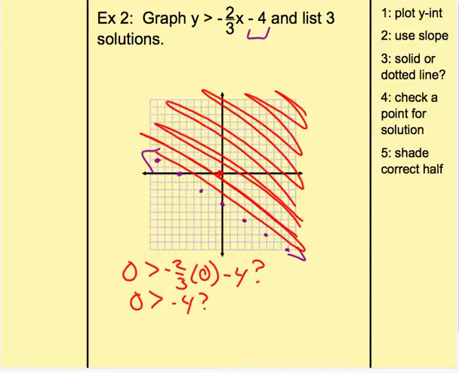List 3 solutions. Well, again, I've already got one of them. I tested 0, 0 and it worked. Any other 3 points on that side of the line. So for example, 2, 0 or 0, 6.